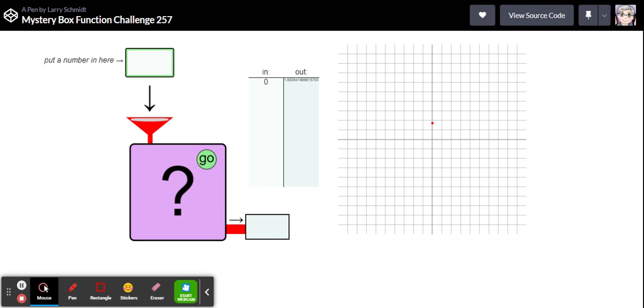Okay, so that looks to be a non-repeating decimal, so maybe a square root, maybe trig. Let's put in a couple more values. How about 1? How about 2? Oh, now we're going down. How about 3? So we went up a little and then down a lot, so I'm thinking trig.